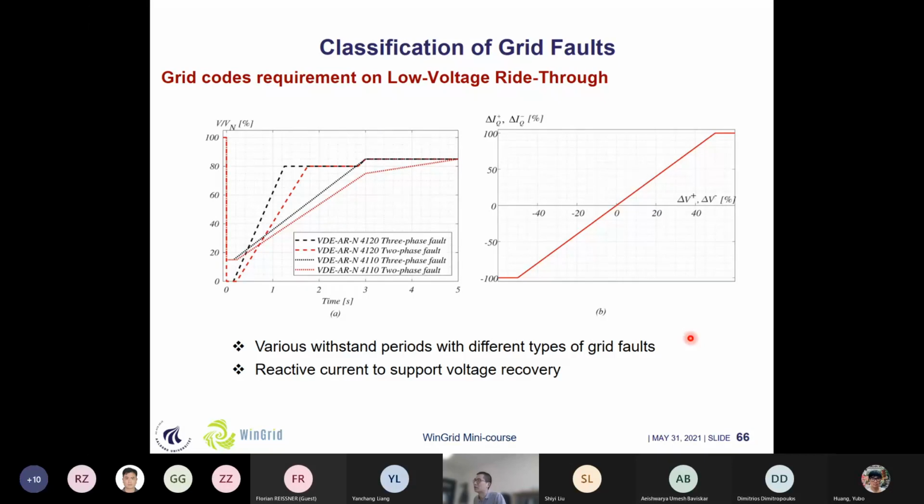Yeah, so for the grid code requirements for low voltage ride through, as we already mentioned before, if we encounter different levels of grid faults, a different withstand time may be required, and that is basically dedicated to balanced grid faults. In case of asymmetrical grid faults, like two-phase faults, there are some different requirements. Here is a code from the Danish grid code. Similarly, we can see that we also need to absorb or inject some reactive power in case of the different voltage levels.